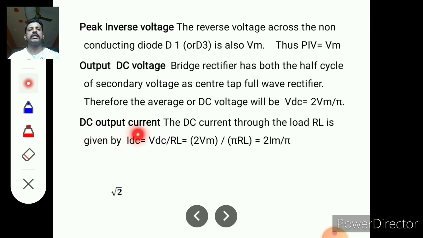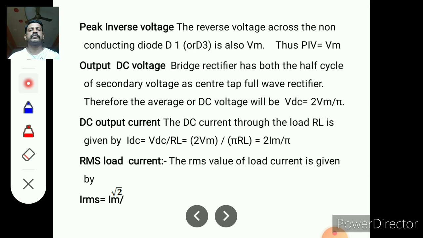DC output current. The DC current through the load RL is given by IDC equal to VDC upon RL, equal to 2 Vm upon pi RL, equal to 2 Im upon pi. So this is the DC output current. And RMS load current. The RMS value of the load current is given by IRMS equal to Im upon root 2.